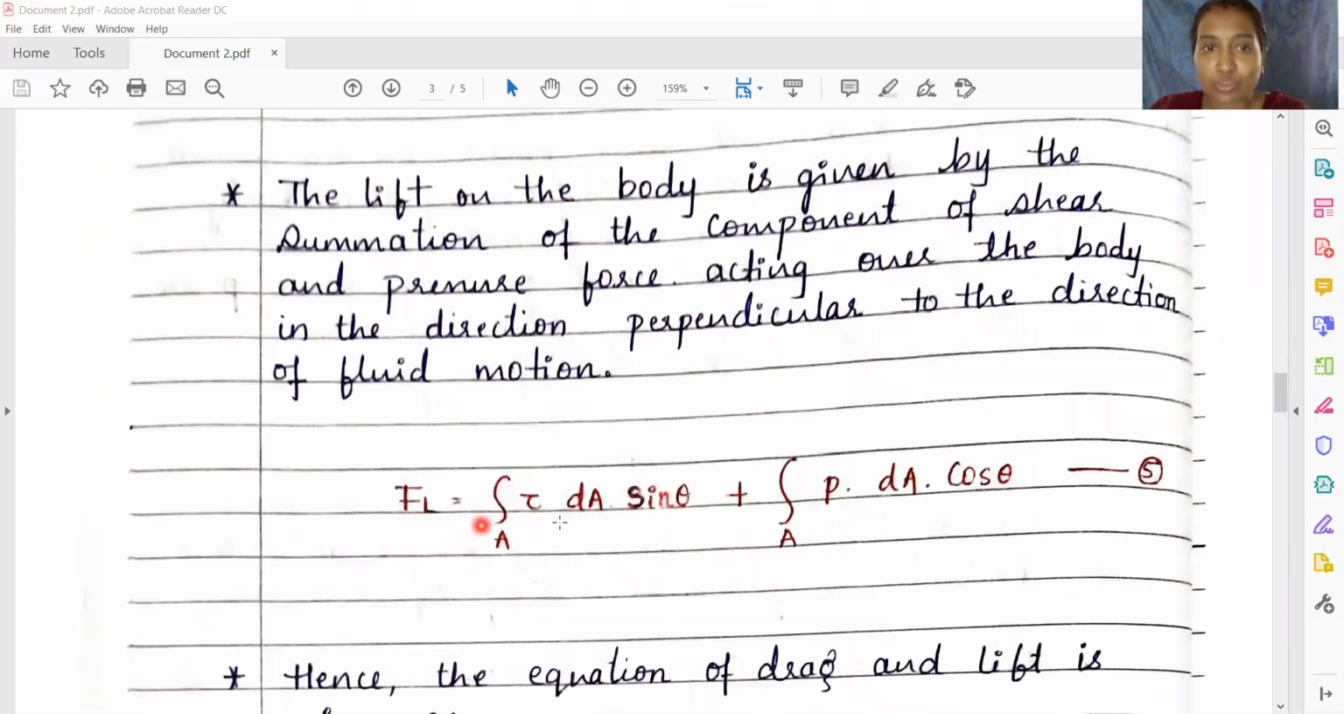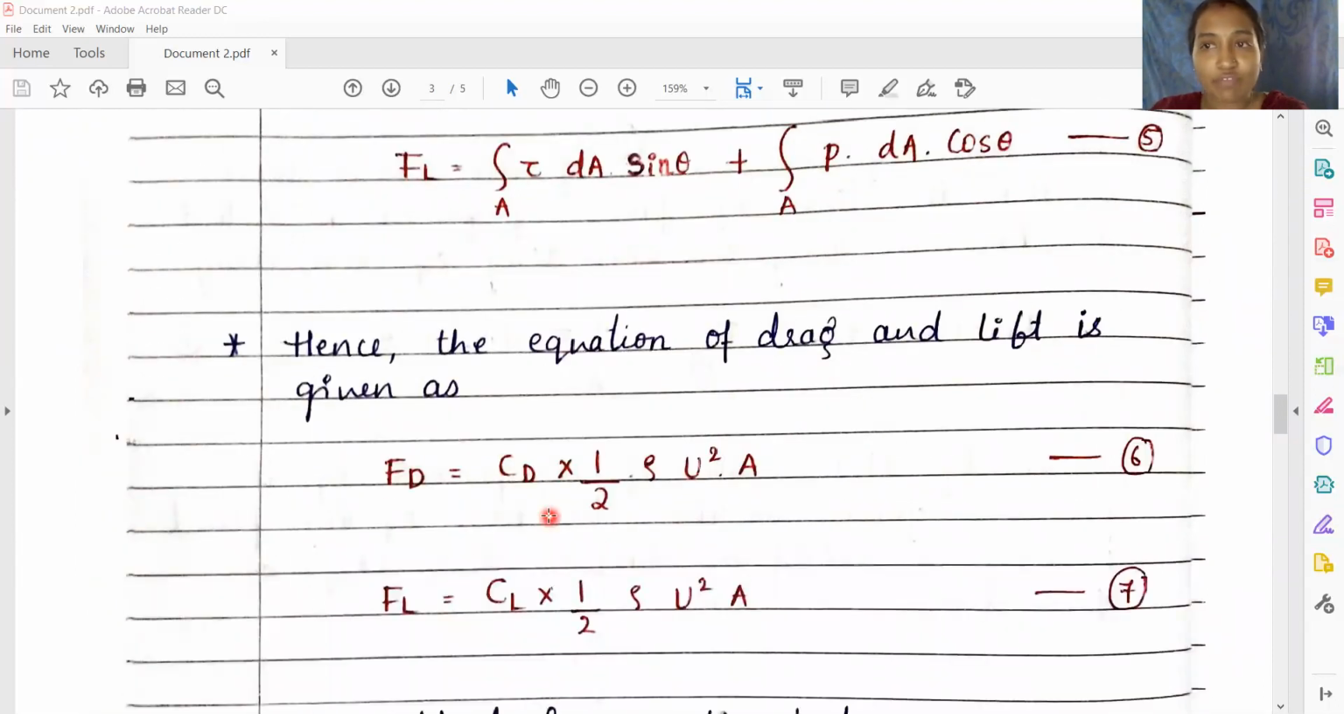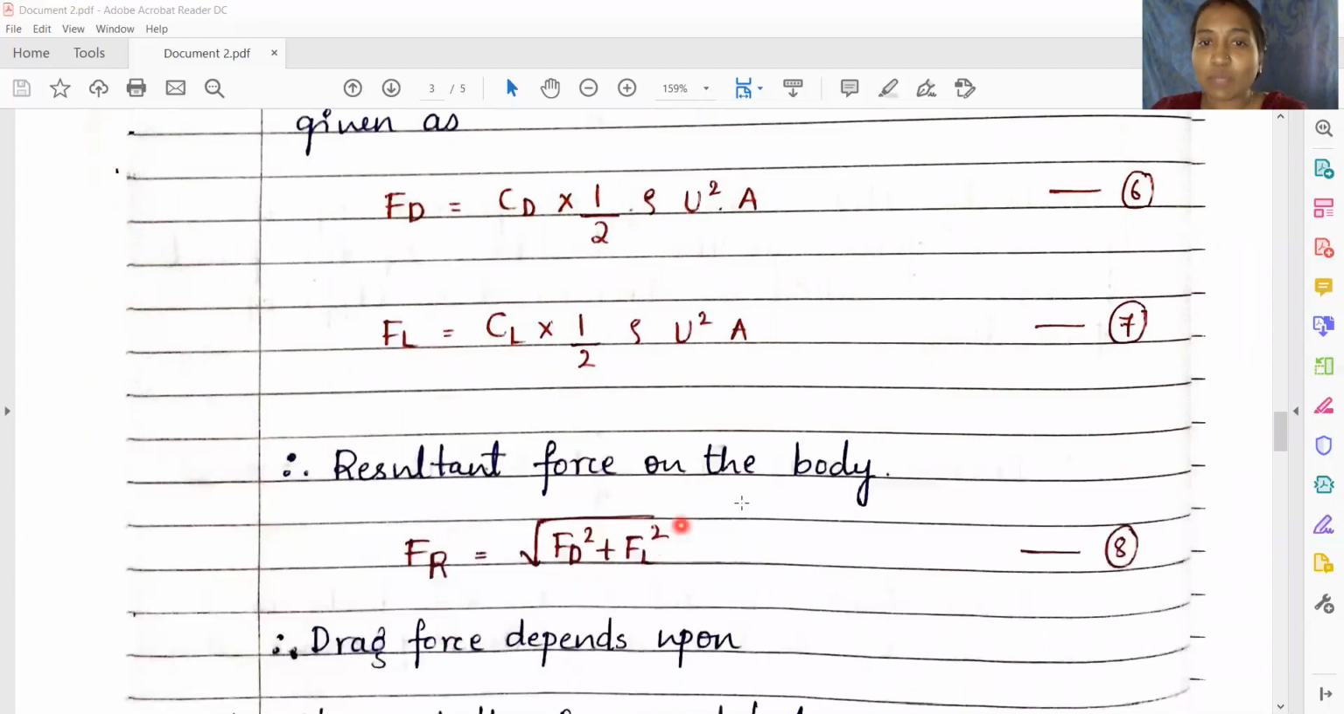F_L is equal to, the first is friction lift. So that is what? ∫τ dA sin θ. And for the pressure lift, it is ∫P dA cos θ. Next, hence the equations of drag and lift are given as, this we have already discussed in the definition, F_D expression and F_L. So the resultant force on the body is what? F_R, that is the resultant force, is equal to root of F_D square plus F_L square.